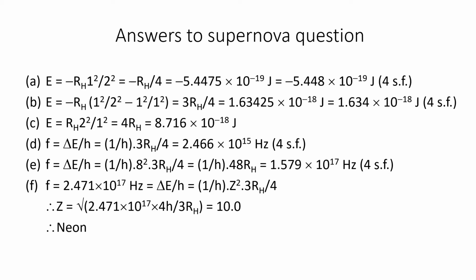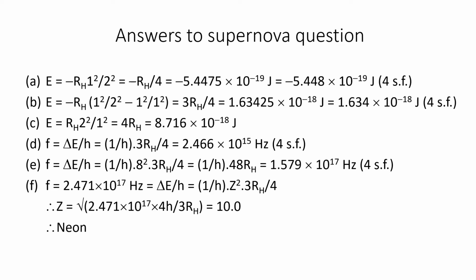Same sort of thing, except this time we're solving for Z squared, haven't been given the frequency. So Z squared comes out to about 100, square root of that 10, element 10 neon. So a bit fiddly with the calculator working all these things out.